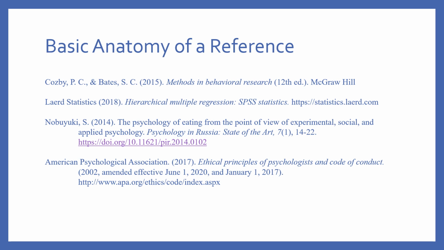The second example is of a website that's group authored, Laird Statistics, and this particular article that I'm referring to is one about hierarchical multiple regression. It only had a year when it was published. It did not have a date or a month, so the most precise I could get was the year. And I have a website which is the home website for the information that I was able to find.